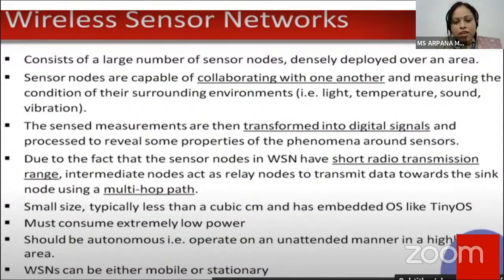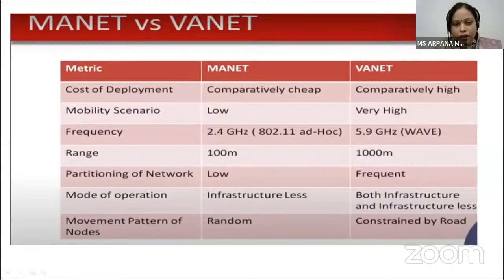Must consume extremely low power, should be autonomous, that is, operate in an unattended manner in a highly dense area. Wireless sensor networks can be either mobile or stationary. So these are some important ad hoc networks, and we have compared the different ad hoc networks.